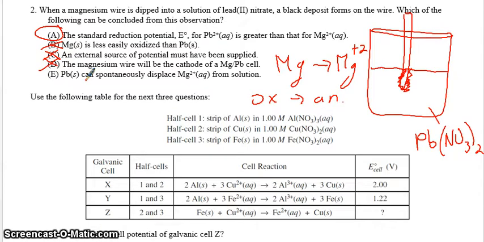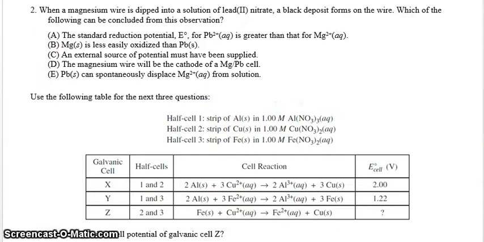E says lead solid can spontaneously displace magnesium from solution. This is also incorrect. The opposite is actually happening, or you could say magnesium 2+ is actually forming in solution. The lead is actually depositing. So in truth, it is lead that's depositing on the magnesium surface, but it's not displacing magnesium 2+ from solution. I'm sorry, it's displacing magnesium metal, magnesium solid. That one's out. So hopefully that one made sense. Apologize for the slight confusion.